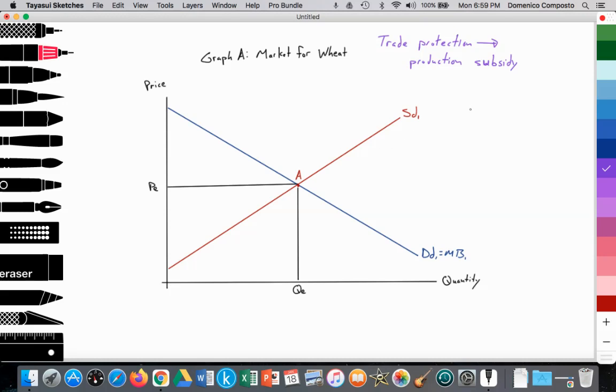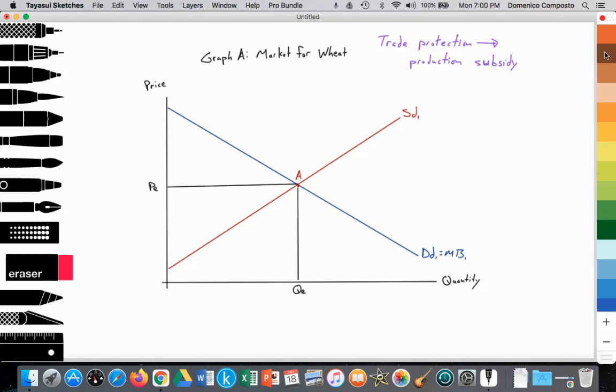So in a closed economy, just a little bit of review, where this domestic economy is not trading with other nations, the domestic supply and the domestic demand curve, where SD1 equals DD1, provide the equilibrium price in the domestic economy at PE and the equilibrium quantity at QE. That's where the quantity supplied equals the quantity demanded. But then this economy decides to open up to world trade, and it will accept the world price.